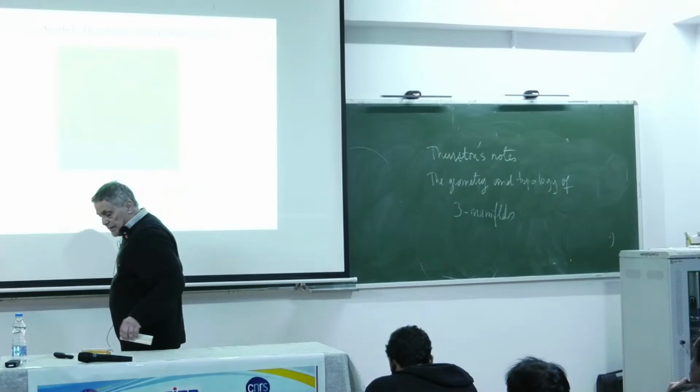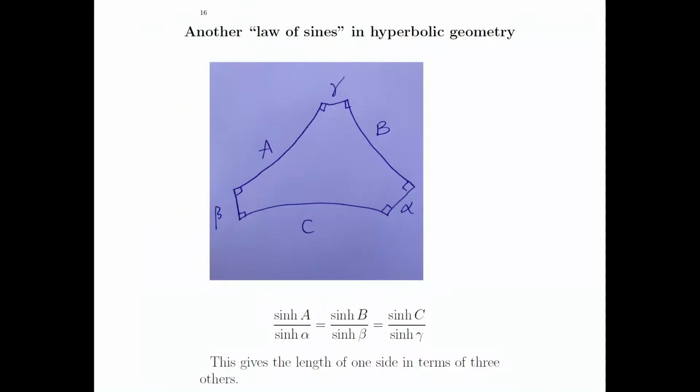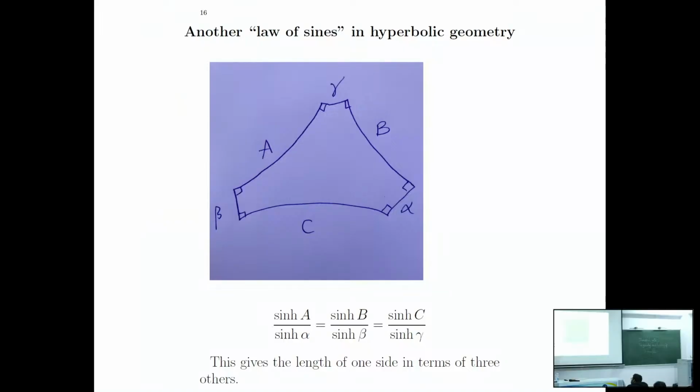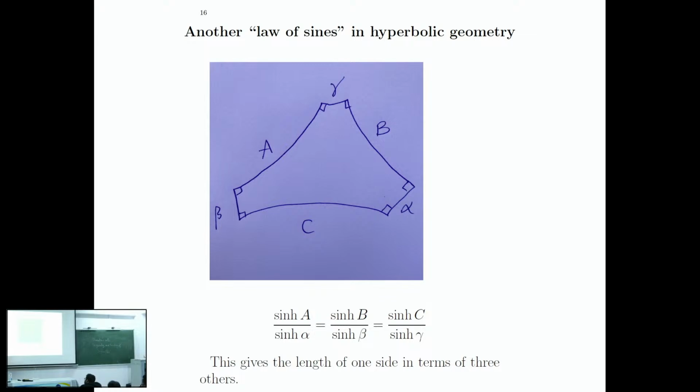Okay, so this is another law of sines. You see, I learned this also from Thurston's notes. So we come here to right-angled hexagons. I started with right-angled hexagons. So this is the trigonometric formula for right-angled hexagons.